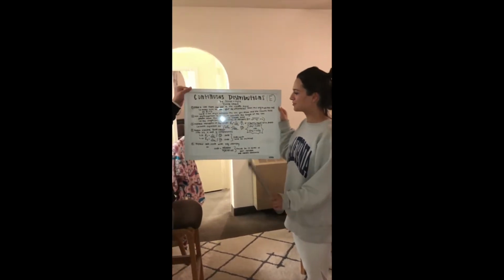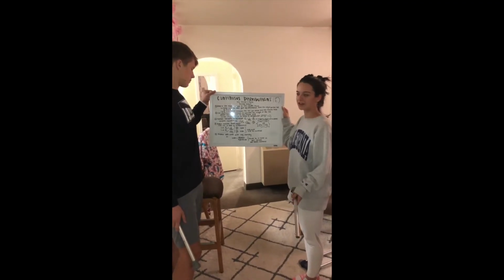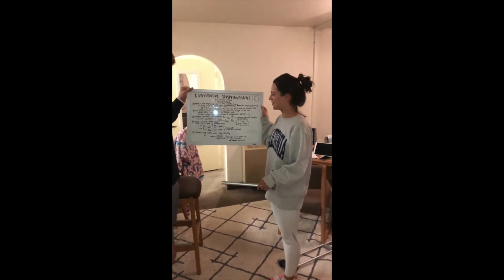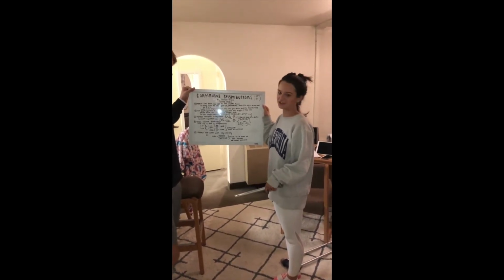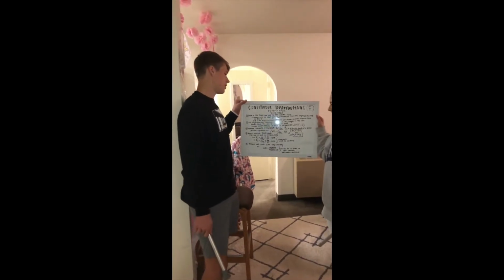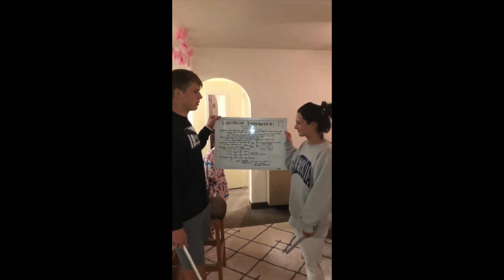So first thing, you draw a line from the rod to the electric field, and you want to make sure to label your dq off-centered from the origin on the rod so that theta is greater than 0. Theta is also the angle between the line you drew and the electric field. Next, we're going to use the Pythagorean theorem in order to calculate the length of the line drawn from the rod to the electric field.